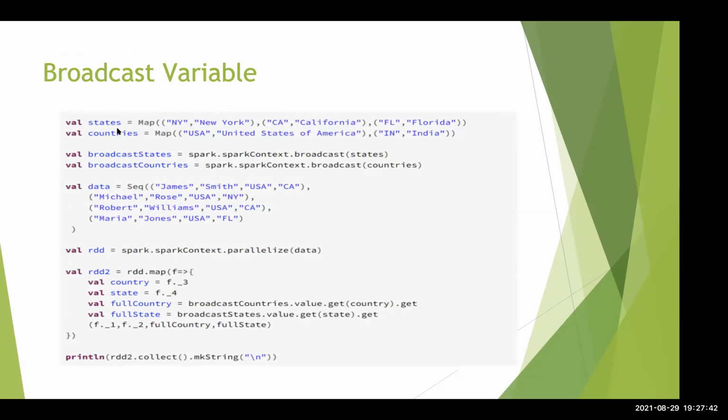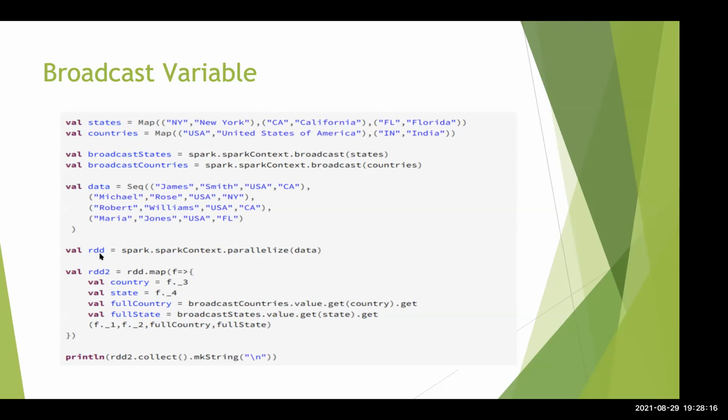Let's say I have a states map which has abbreviations and full forms of some states in the US. Then I have countries, which has abbreviations and full forms. Then I call sparkContext.broadcast on states, and I'm broadcasting countries also. Now I have this data which I read. In this program it is hard coded, but generally you will read it from some file or database, and this will be millions of records.